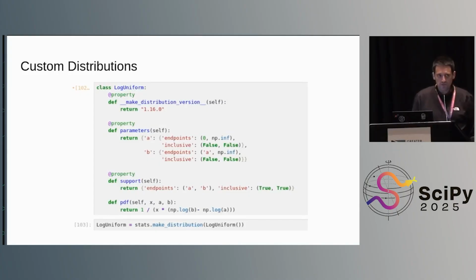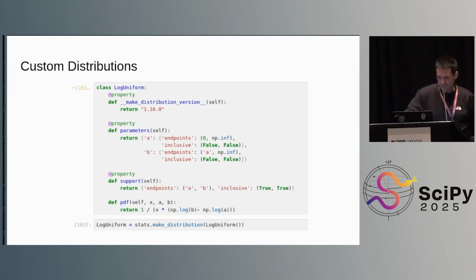Custom distributions. There's always questions about how to make custom distributions. I always thought it was painful in the old way. You have to subclass RV continuous, and I never remember how to do it. It's not something that I would do, like, oh, I need a new distribution, I'll just create one. We want to make it more flexible for users to create their own distributions.